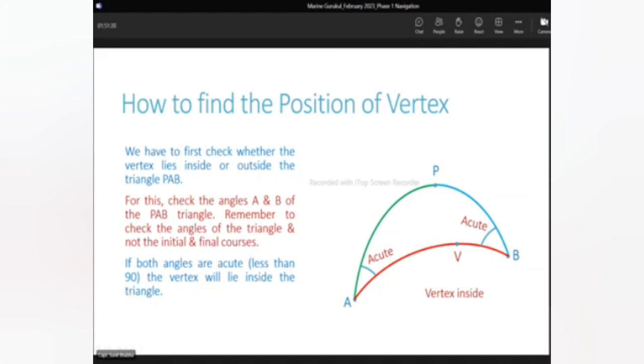So is this clear up to here, beta? Yes, sir. Yes, sir. Very good, beta. Great. So if both angles are acute, vertex is inside. Let us see the second scenario now.